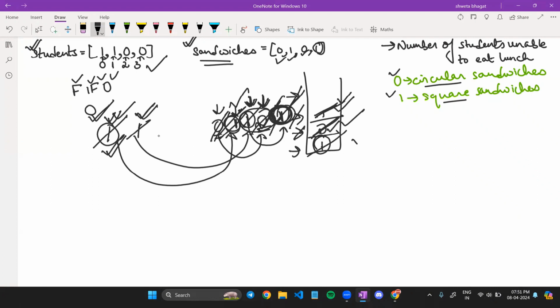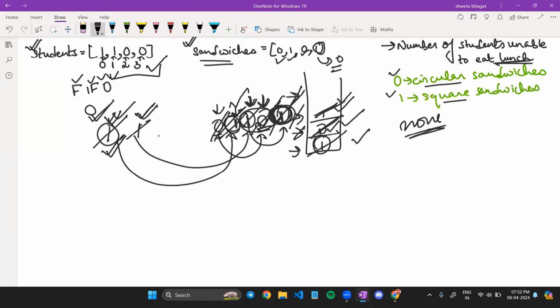Now we can see that our stack is empty. So what does it mean? It means that all the sandwiches have been consumed by all the students. So how many children were unable to eat their lunch? None of them. Correct? Because we can see that each child got their order. So none of them were unable to eat, right? So the answer to this particular test case would be 0 because everyone got their orders, right?